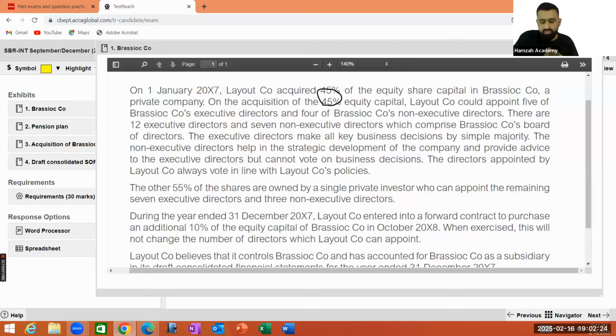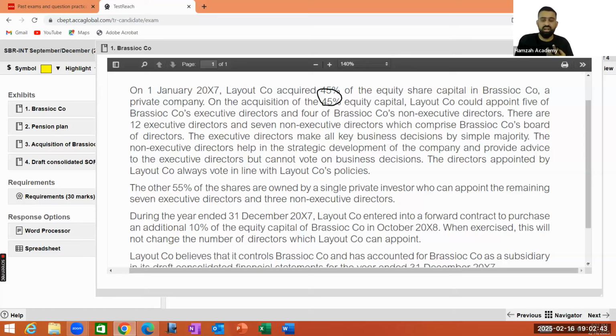You do not have more than 50% shareholding. You do not have a majority of executive directors on the board of directors. So you do not have the power, nor do you have the ability to use that power to take decisions.